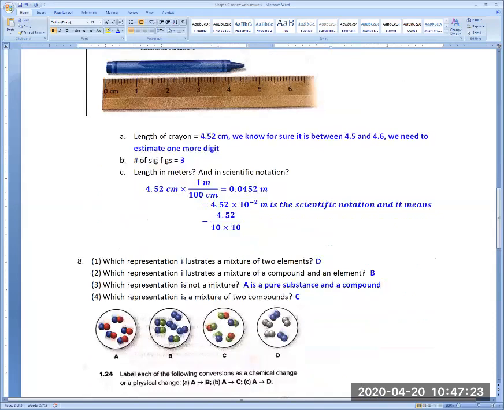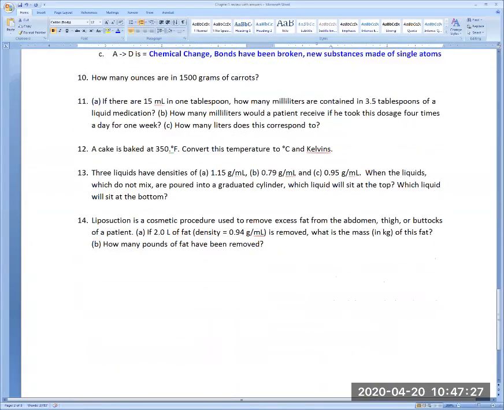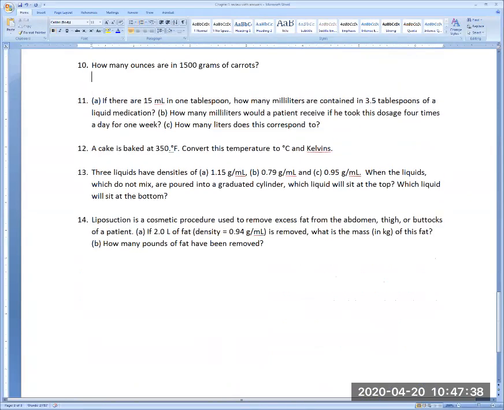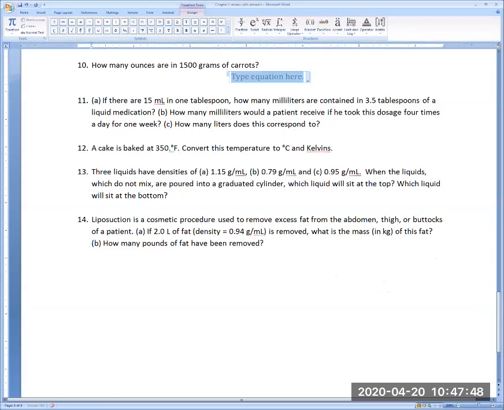Okay, so I want to do some conversions now. How many ounces are in 1,500 grams of carrots? This is an easier problem to start with. Hopefully you have papers and pencils and can work this out. So how many ounces are in 1,500 grams of carrots?